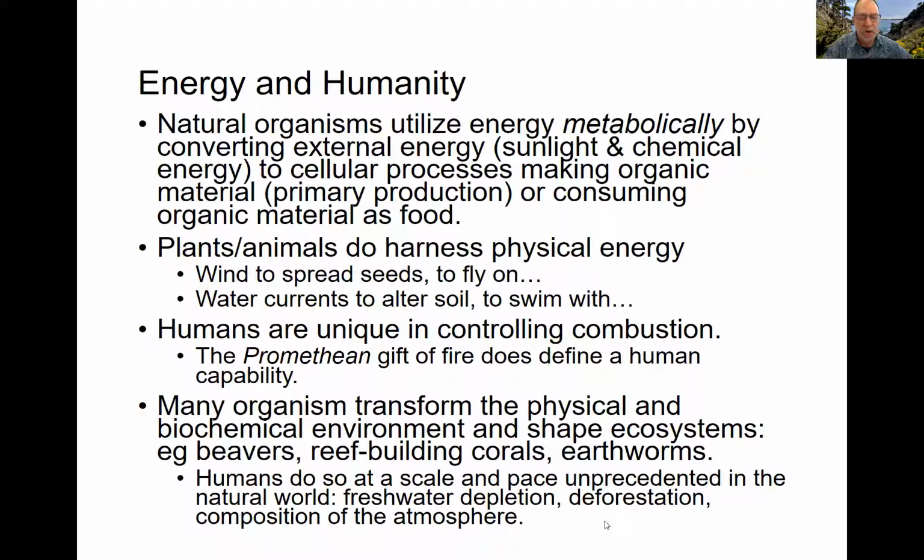However, human beings do so at a scale and a pace which is absolutely impressive, unprecedented. Examples of the way in which human beings are altering the natural world include the use of fresh water and the ability of human beings to divert fresh water and use it for crops, to use fossil fresh water from aquifers to grow crops in areas that wouldn't normally be able to support that kind of plant growth. They also participate in deforestation and radically alter the composition of the atmosphere. So let's look a little bit more closely at how these changes play out within the global ecosystem.